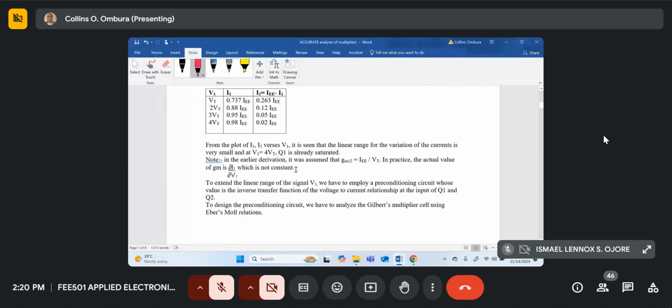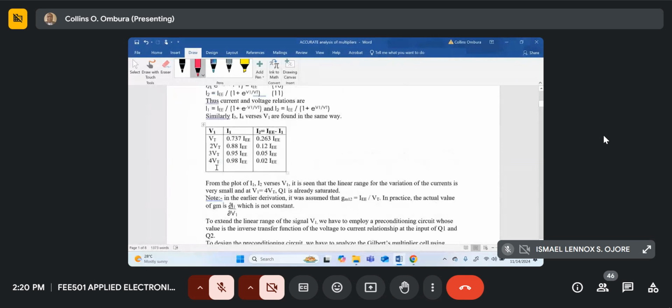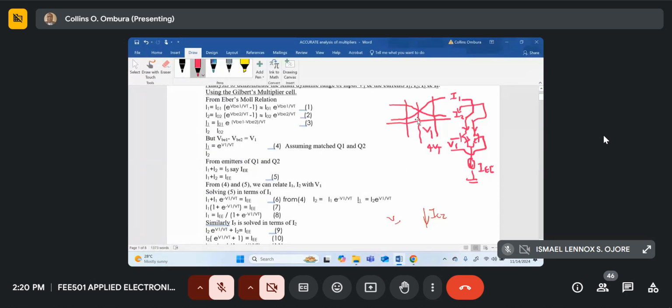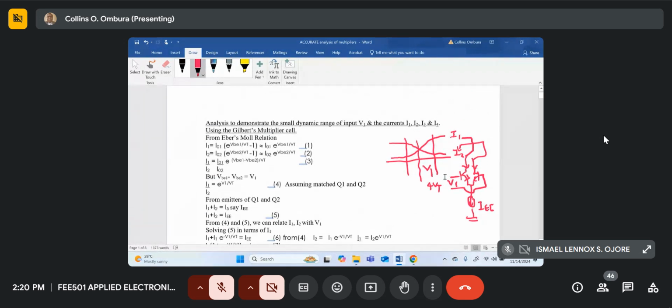Okay, so from these results over here, if you plot the graph, which are plotted approximately over here, the only information which is missing here is that the total current is always equal to IEE. So this maximum value is IEE. So the sum of the two currents for any voltage is always equal to IEE.